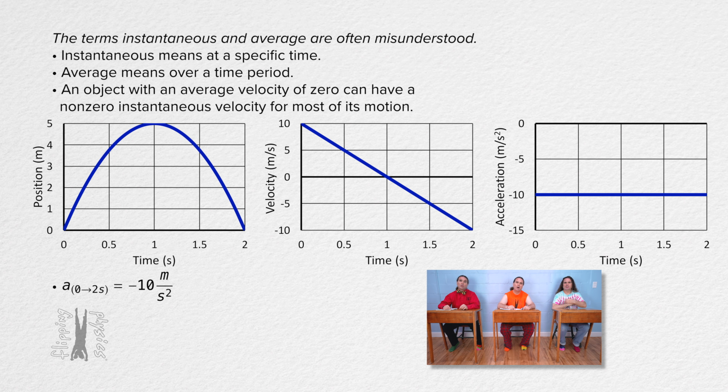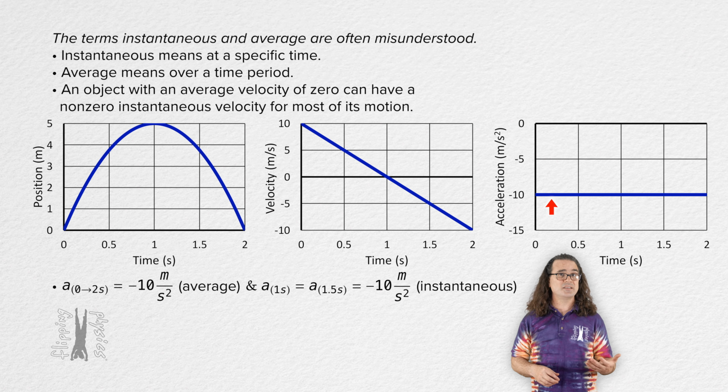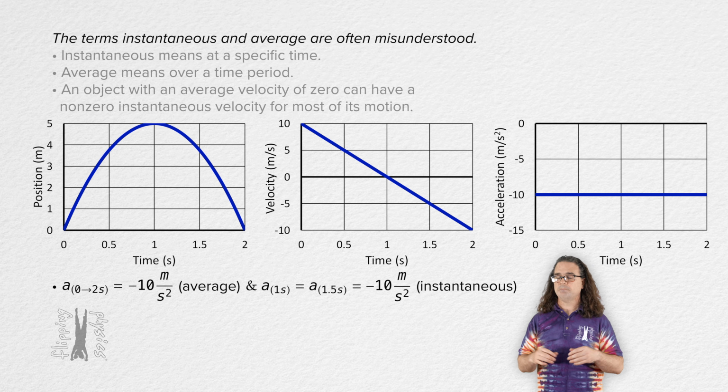You asked for the acceleration from 0 to 2 seconds, and that is a time duration, so the acceleration from 0 to 2 seconds is an average acceleration. But the acceleration at 1 second is also negative 10 meters per second squared. And the acceleration at 1.5 seconds is also negative 10 meters per second squared. Exactly. It turns out, in this particular case, that the average acceleration from 0 to 2 seconds has the same value as the instantaneous acceleration at every point from 0 to 2 seconds. That is because the acceleration is constant in this example. That makes sense.